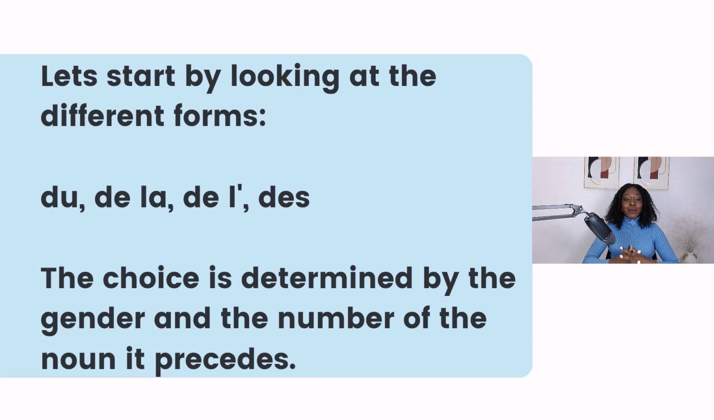So what are some of the forms of partitive articles in French? Here you can see there are 4 different forms. Du, de la, de l', and des. The choice of any of these partitive articles is determined by the gender of the noun and the number of the noun, whether it's masculine or feminine and whether it's singular or plural.